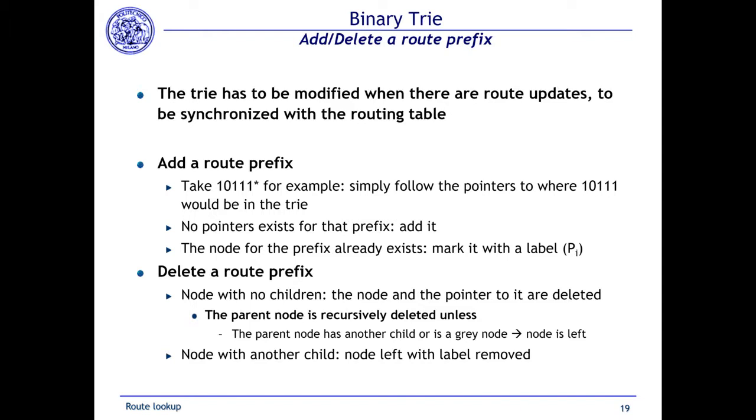So what happens if we have to modify the tree that has already been built according to a certain routing table, because the routing table changes. The routing table may change in two ways. A new entry is added, so we have to specify a new prefix, or a prefix is removed from the routing table. Okay? So in the first case, if you have to add a new prefix, for example, 10111 star, how do you have to modify the binary tree?